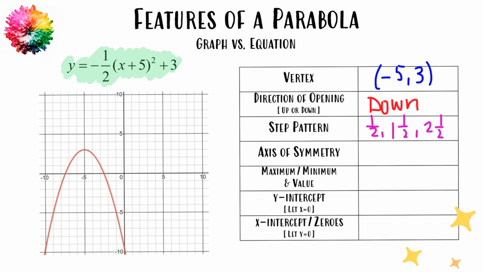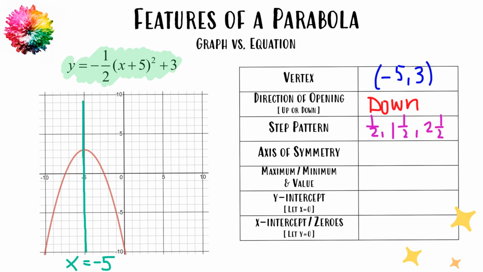Okay, so in earlier lessons, you learned that the axis of symmetry is the line that splits the parabola in half and makes it symmetrical on both sides. So in a graph, you can just draw a line that goes down the vertex, and whatever point it passes through, that's your axis of symmetry. So in this case, it ends up being x is equal to negative 5. But how about from an equation? How do we figure out the axis of symmetry from an equation?